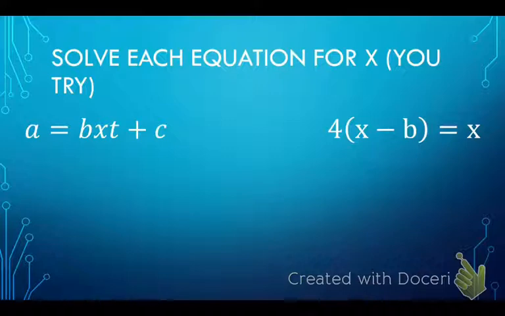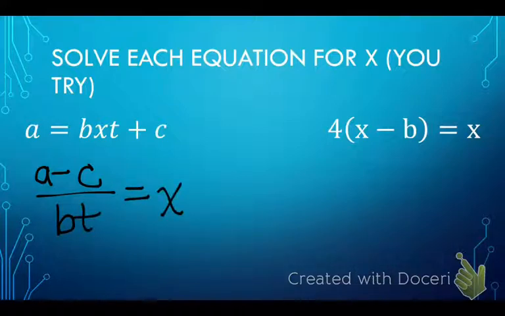Okay. Go ahead and try these on your own. Take a pause. All right, hopefully that was enough time for you. For that first one, a equals bxt plus c. You're solving for x, and once you go through and solve that, you should get that a minus c over bt equals x. And for the one on the right, you should have gotten that x is equal to negative b over 3. So if you have questions on those, make sure you do shoot me an email about them.